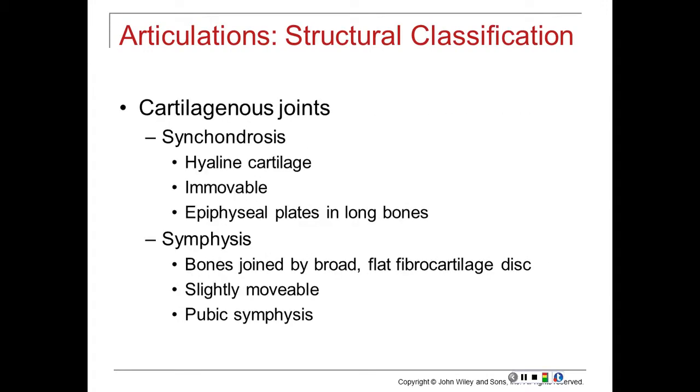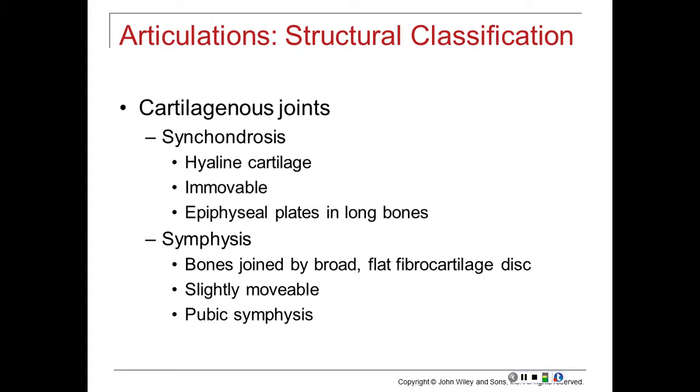There's also cartilaginous joints. Cartilaginous joints can be movable in the case of a symphysis, as I mentioned the pubic symphysis as being a slightly movable or amphiarthrotic joint. This is where bones are joined by a piece of fibrocartilage. This would also be like the types of joints in between our vertebral bodies. That it's slightly movable in that aspect.